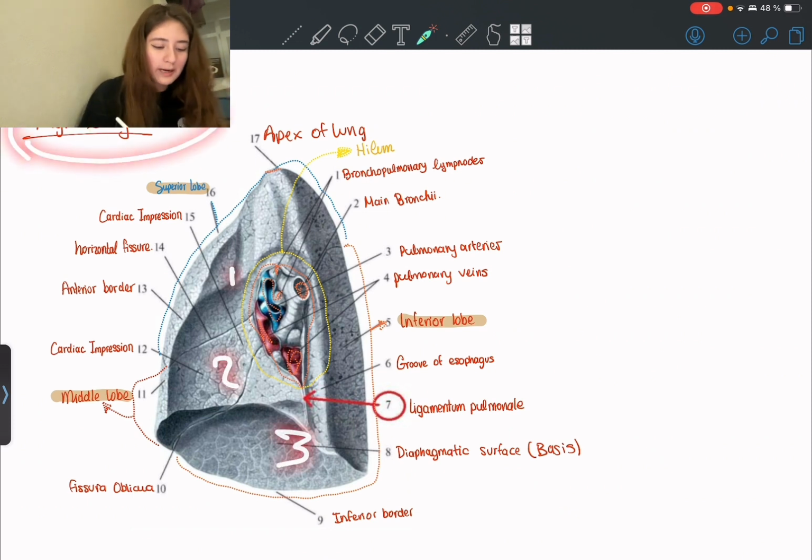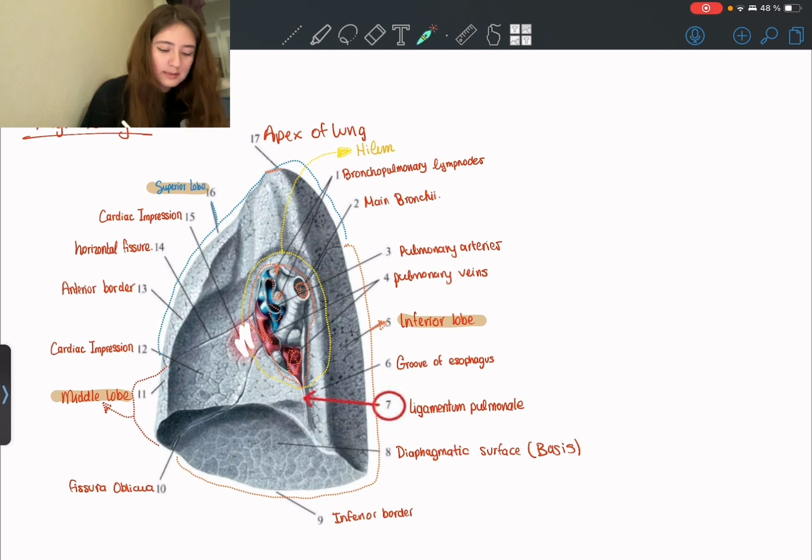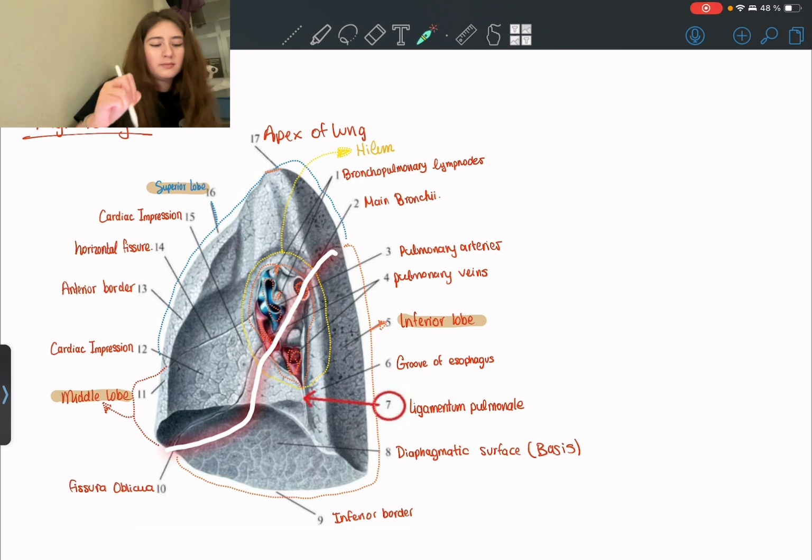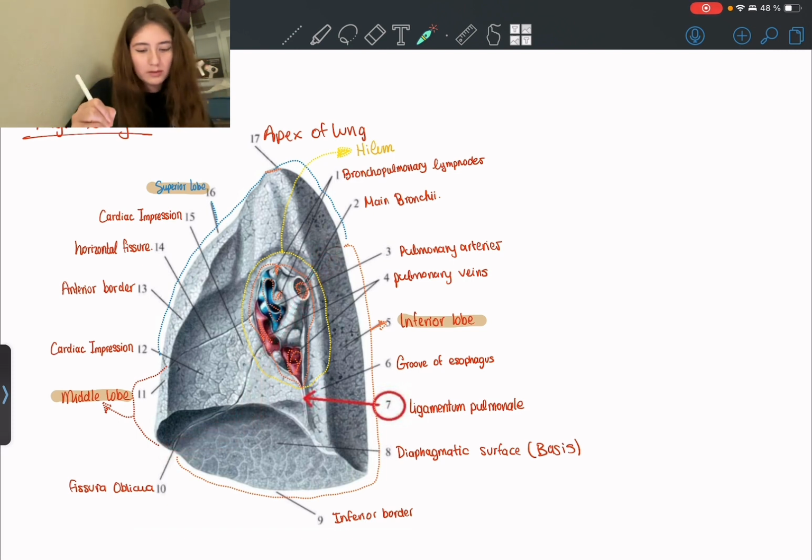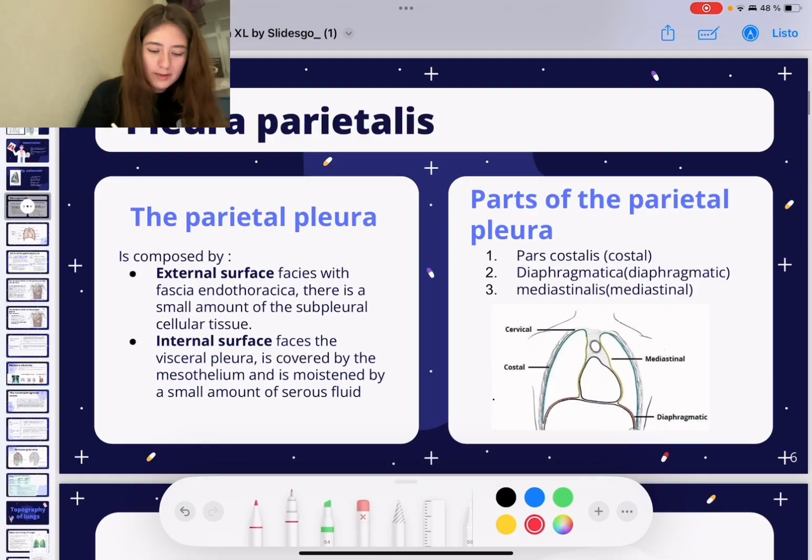We have also the cardiac impression that is here because the heart is situated in this part. We have also the horizontal fissure and the fissura obliqua that we have in the right lung and in the left lung. We have a diaphragmatic surface.